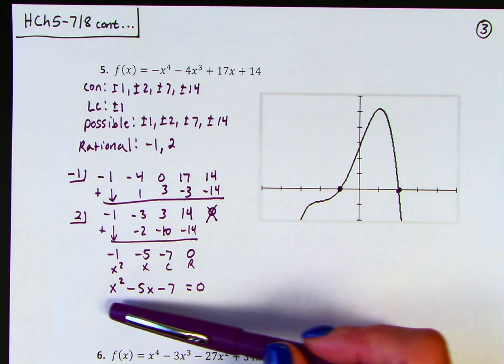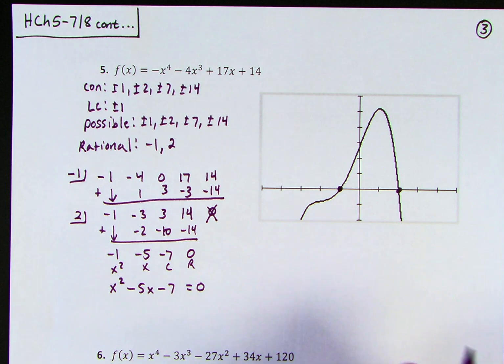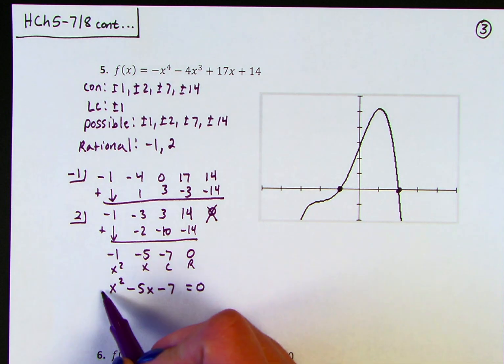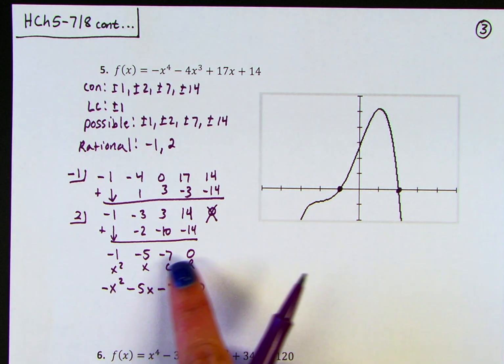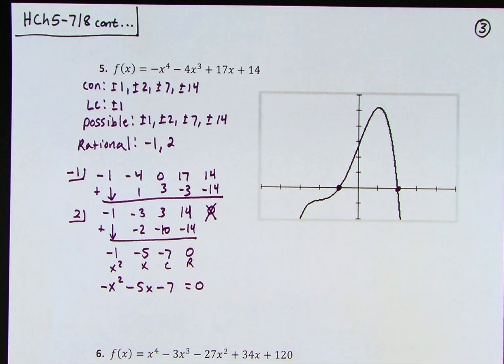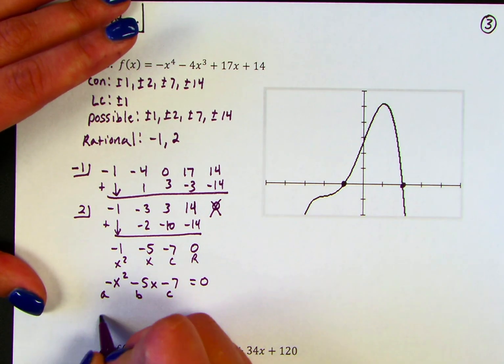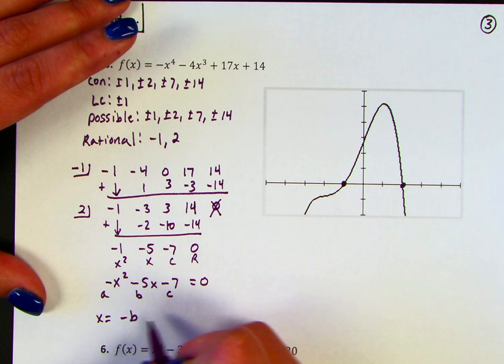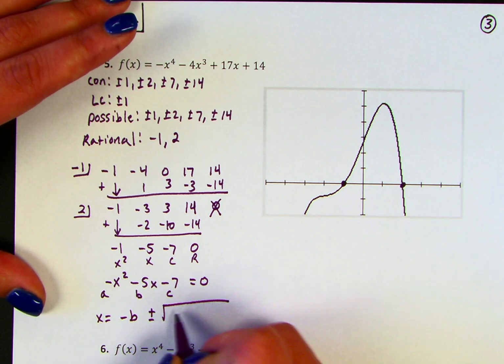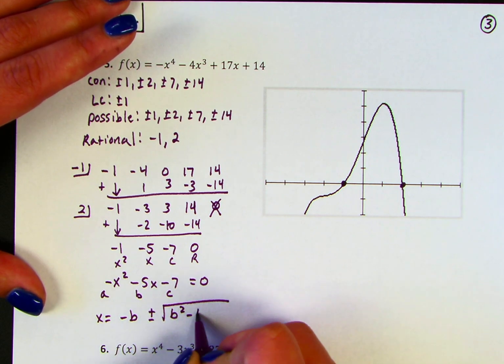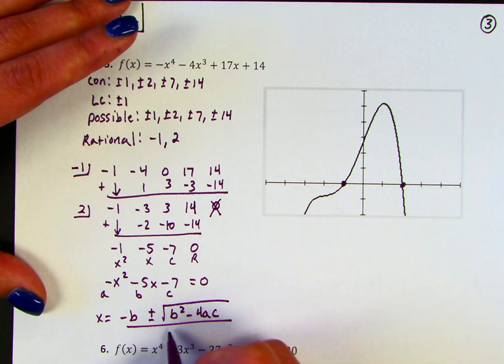Okay. Now, as I'm looking at this, I have 3 terms, so that tells me that we need to continue with, and hold on, I forgot my negative. That could have been bad. That tells me that I need to continue with the quadratic formula. So again, this will be A, B, C, and that formula is x equals opposite of b plus and minus the square root of b squared minus 4ac all over 2 times a.